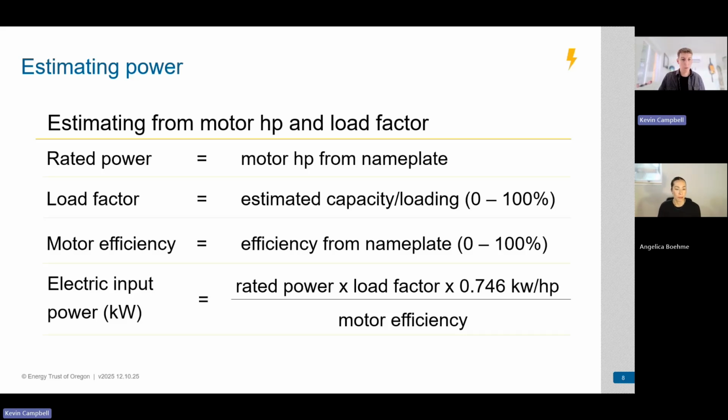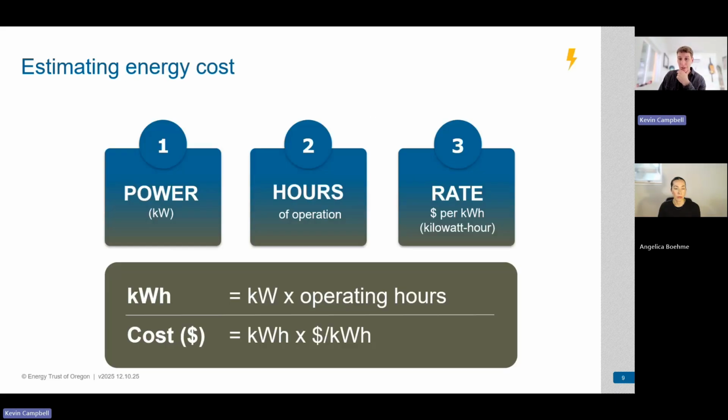All right, let's take this one step further too, because we've talked about input power in kilowatts, but oftentimes we want to know energy use in kilowatt hours or even energy costs in dollars. So once we have the input power for that piece of equipment, step one, and we want to calculate energy use maybe in kilowatt hours, we're going to take that input power and multiply it by the operating hours.